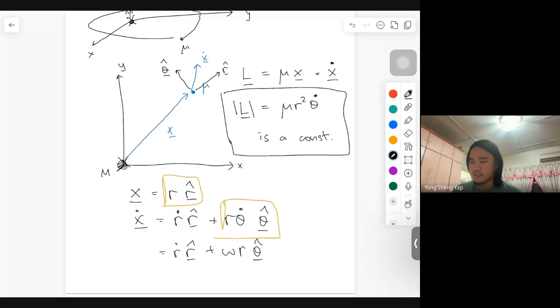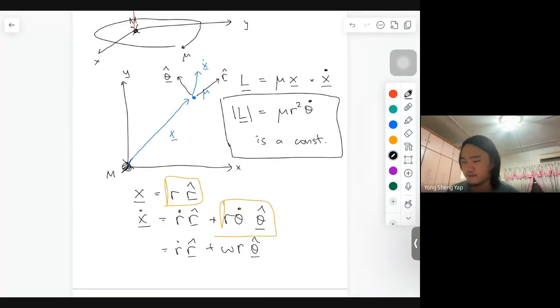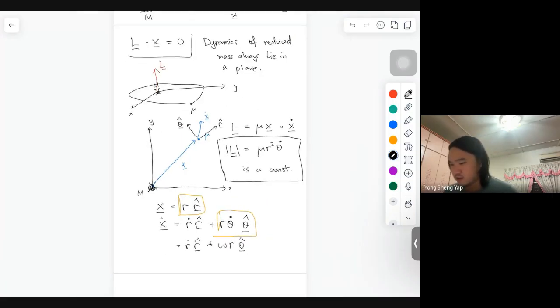Okay, the angular momentum of the reduced mass can always be written in terms of this, and this is always going to be a constant. So anything that has a combination of r and theta dot can always be written in terms of the angular momentum, which is a constant in the problem. Up to now, has everything been clear? Okay, good.